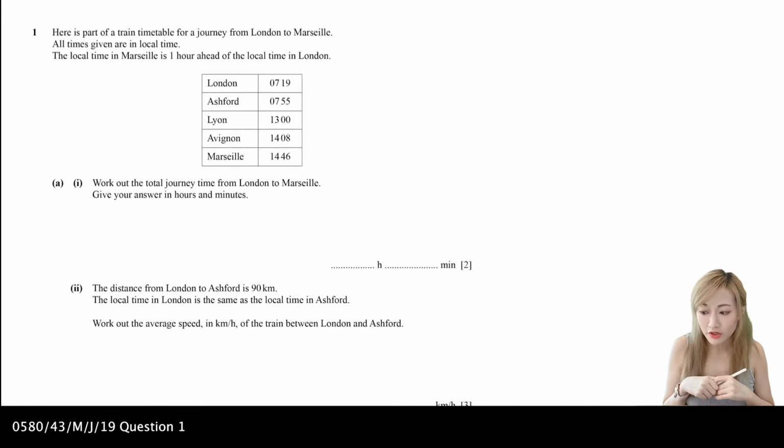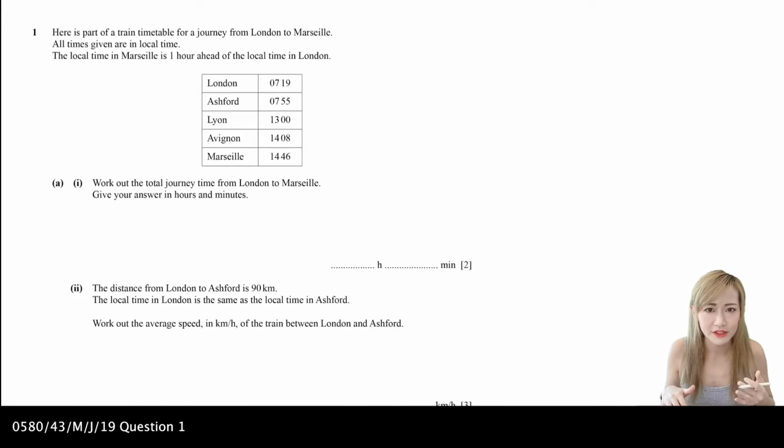Here is part of a train timetable for a journey from London to Marseille. I'm not quite sure how to pronounce that, but all times given are in local time. The local time in Marseille is 1 hour ahead of the local time in London. A1. Work out the total time from London to Marseille. Give your answers in hours and minutes.